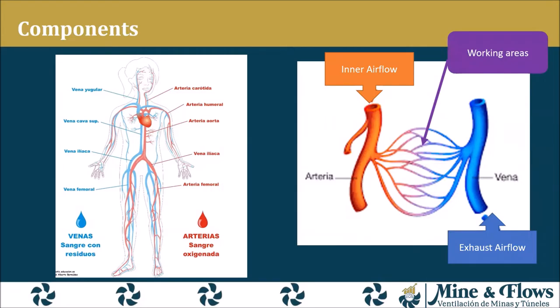A mine ventilation system works like the circulatory system of the human body. The arteries are the fresh air circuit and the veins are the exhaust air circuit. In the middle are located the working areas, in which contaminants need to be evacuated to improve the conditions. The main fan performs like a heart, forcing continuous airflow through a complex network of branches.